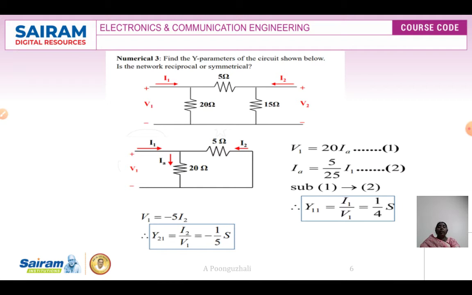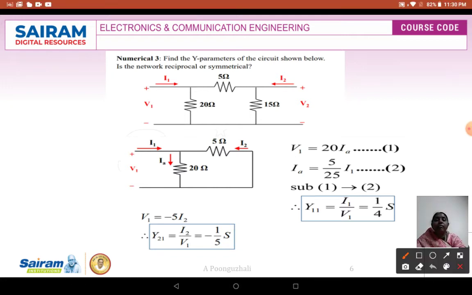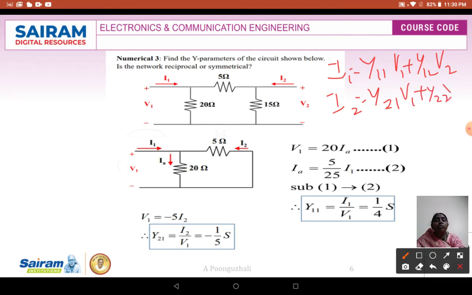So now we will see a problem. Find the Y parameters of the circuit shown below and say whether the network is reciprocal or symmetrical. First, we have to write the basic equations. I1 is equivalent to Y11 into V1 plus Y12 into V2. I2 is equivalent to Y21 into V1 plus Y22 into V2.